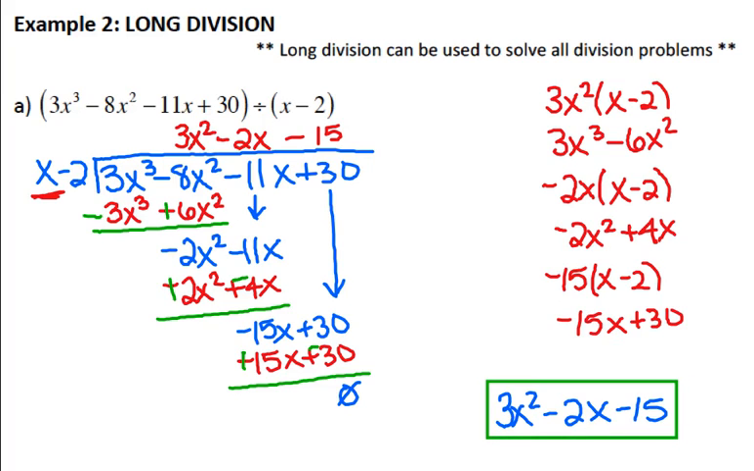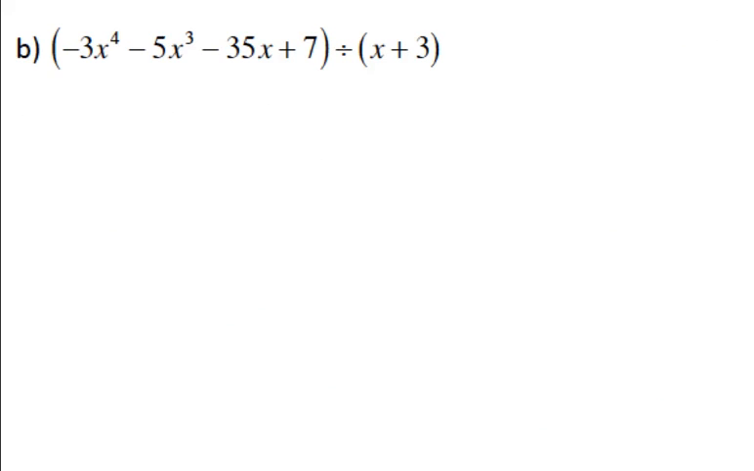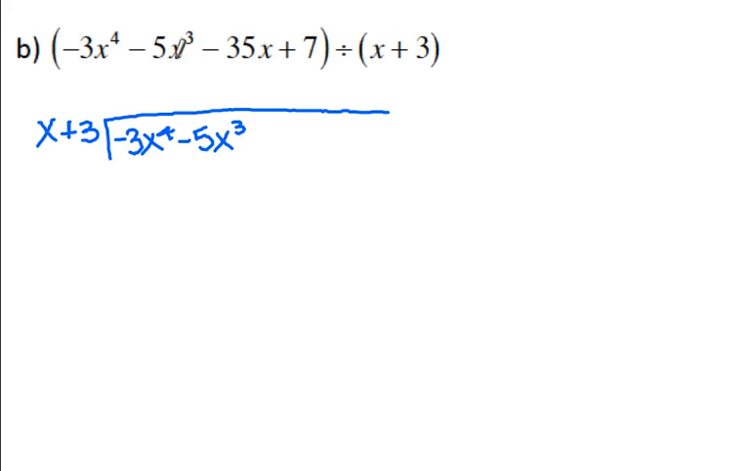All right, let's do another one. So what I'm dividing by is going to go on the outside. And what I'm dividing into is going to go on the inside. So I have a negative 3x to the fourth minus 5x cubed. And if you notice, I'm going from an x cubed to an x. So the term that I'm missing is the x squared. So I'm going to input a 0 as a placeholder. So it's going to be plus 0x squared minus 35x plus 7.